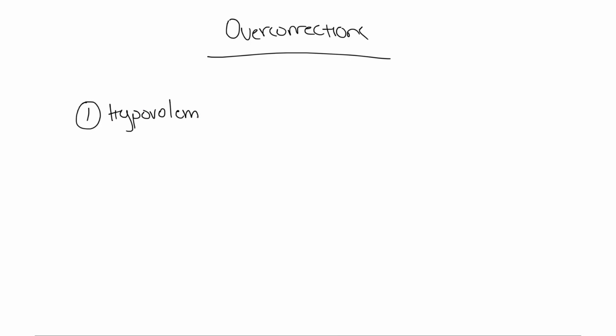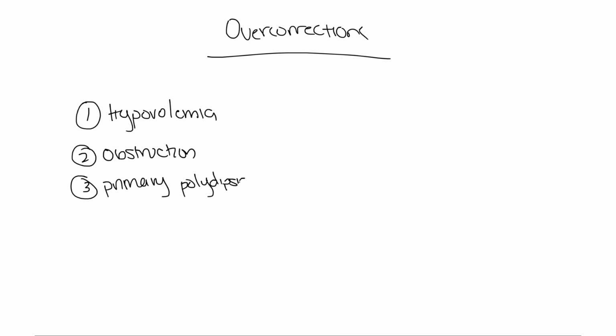So overcorrection. These are situations where we need to be very, very careful. This is hypovolemia, obstruction, primary polydipsia, and finally, adrenal insufficiency. Okay, these 4 situations overcorrect very easily.